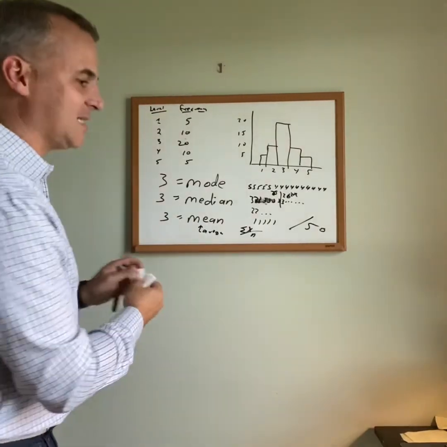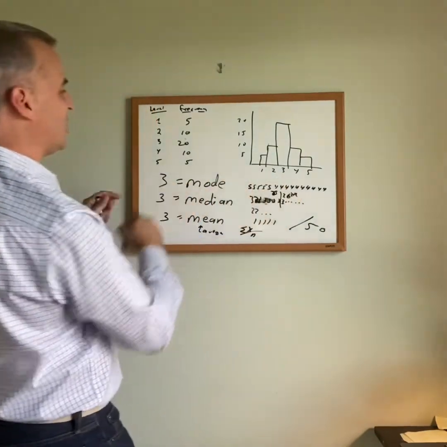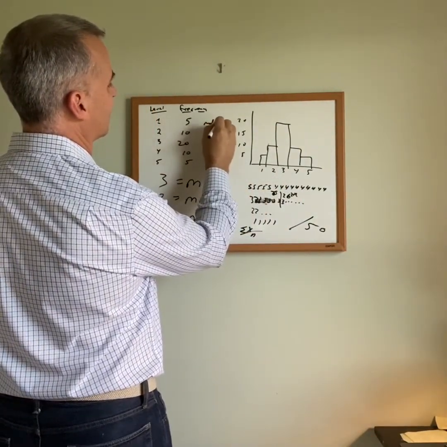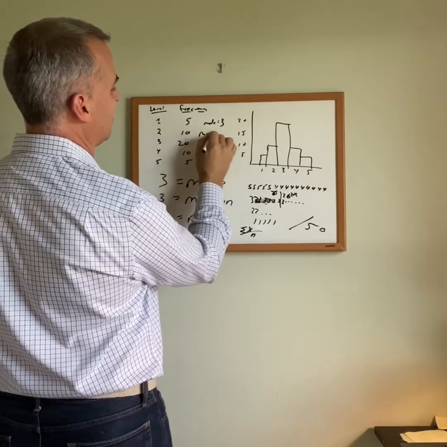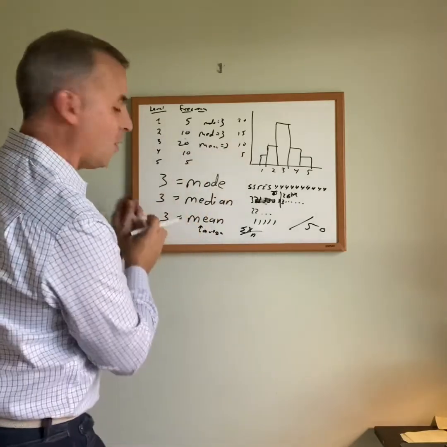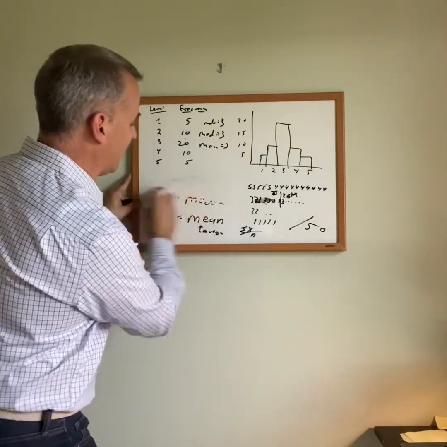So let's look at an example when it doesn't happen, right? In this case, I'll put it here: the mode was 3, the median was 3, and the mean was 3. Well, let's say I had a different frequency distribution.